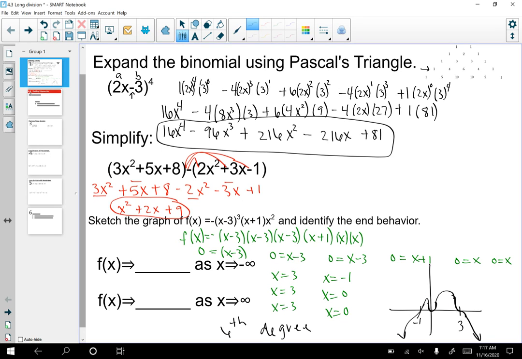So as x goes to negative infinity, as x goes to the left, our graph, f of x, is going to negative infinity. As x goes to positive infinity, our graph is headed towards negative infinity.